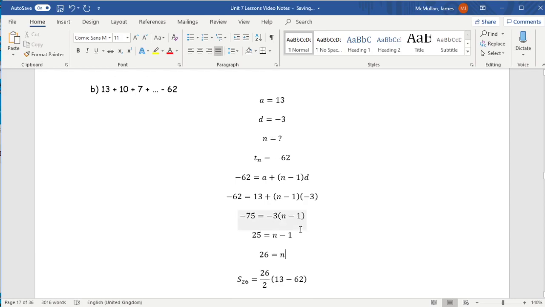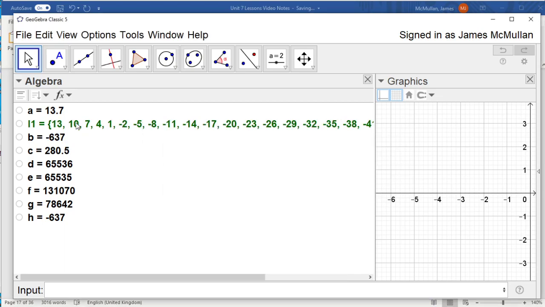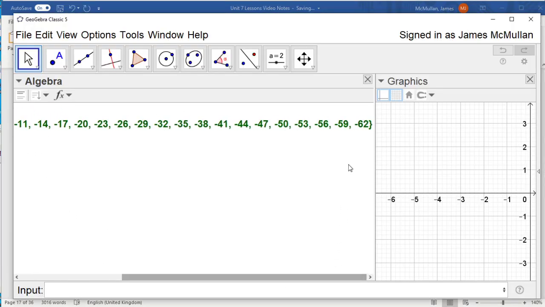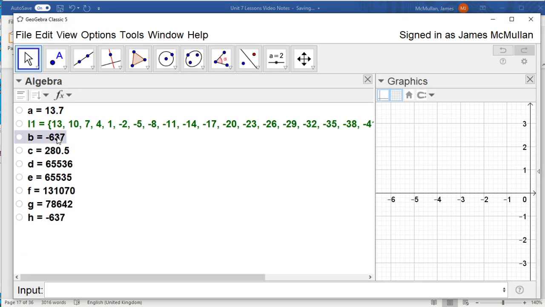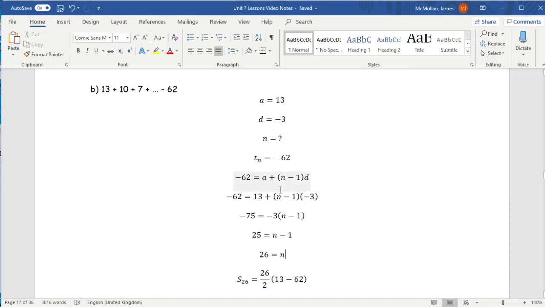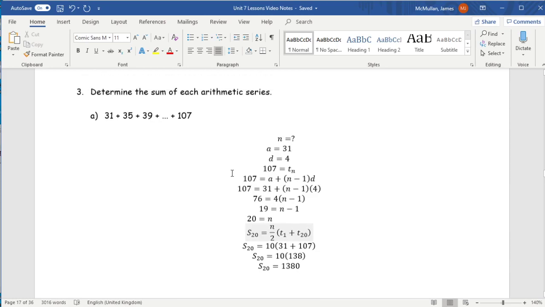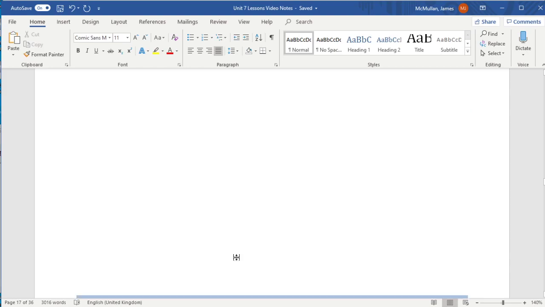Again, let's use GeoGebra to check. So I'm going to do a sequence. It's 13 plus (n minus 1) times negative 3, and we want it to go from 1 to 26. So it starts at 13, then 10, then 7, all the way down to negative 62, right? Which is what it was supposed to do. When you add up everything from that list, you get negative 637, which is exactly what we said. Okay, so that's how you use the arithmetic series, even if you don't know how many terms there are.